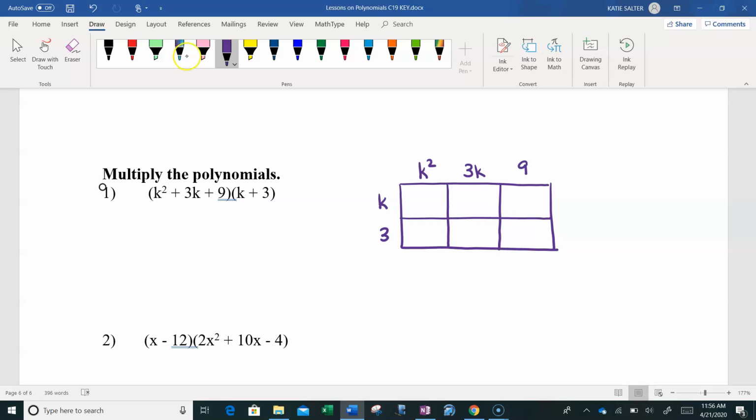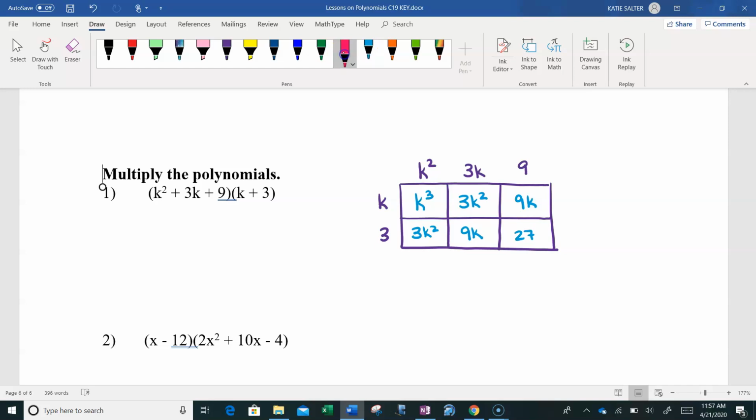So when we multiply this out, k times k squared is going to give us k cubed. K times 3k is 3k squared. I'm just using my exponent rules now. K times 9 is 9k. And then when I come down here, 3 times k squared is 3k squared. 3 times 3k is 9k. And 3 times 9 is 27.